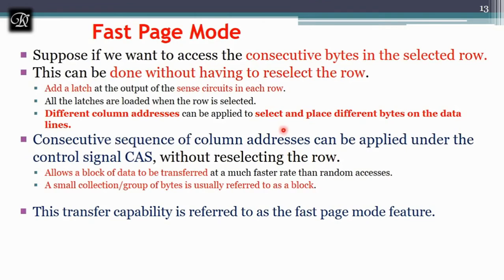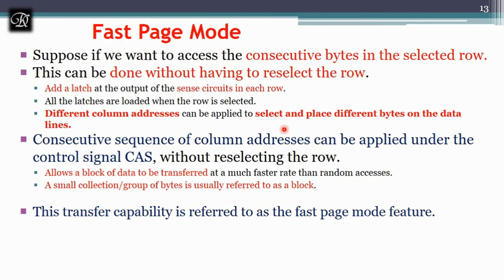Next we will see fast page mode. The DRAM, which we have discussed previously, can access the content of 4K cells in the selected row and sensed, but only 8 bits are placed on the data lines, that is D0 to D7. This byte is selected by a column address, that is A7 to A0. A simple modification on this can make it possible to access the other bytes in the same row without having a reselect of the row.